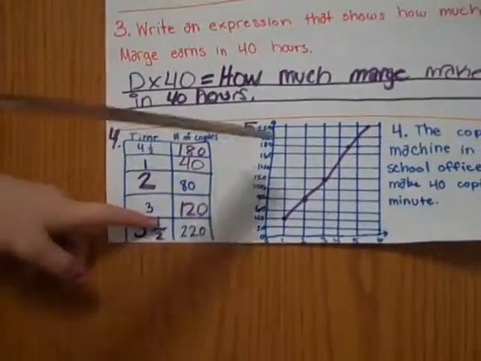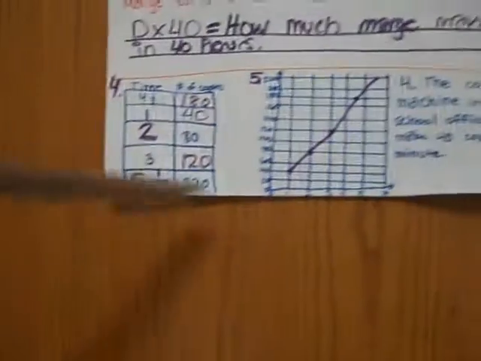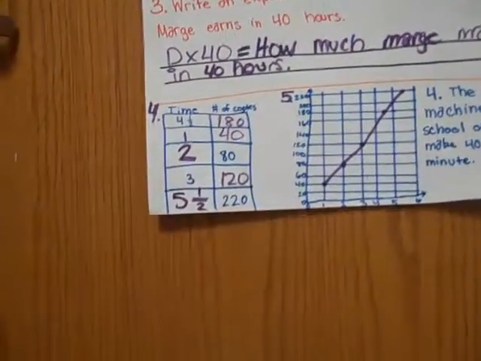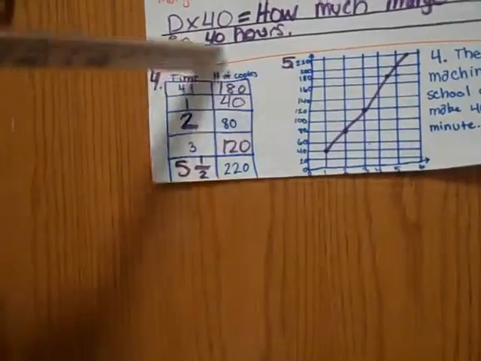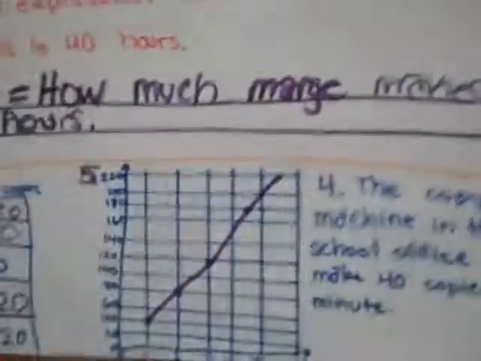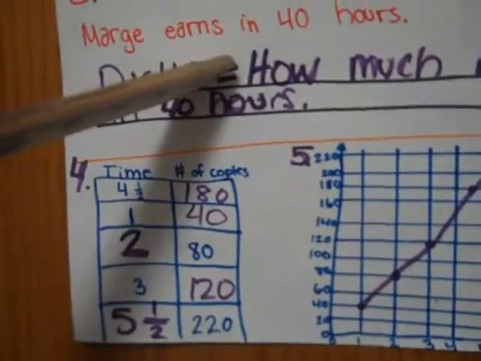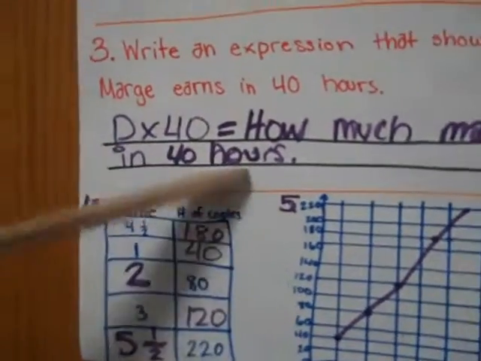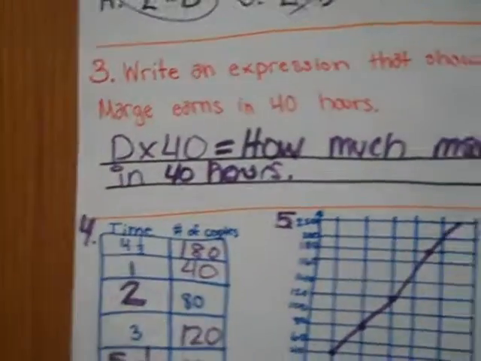We know that 5½ has to be 220 because 5½ times 40 equals 220, or 220 divided by 40 will equal 5½. Up at the top, 4½ times 40 will equal 180, or 180 divided by 40 will equal 4½.